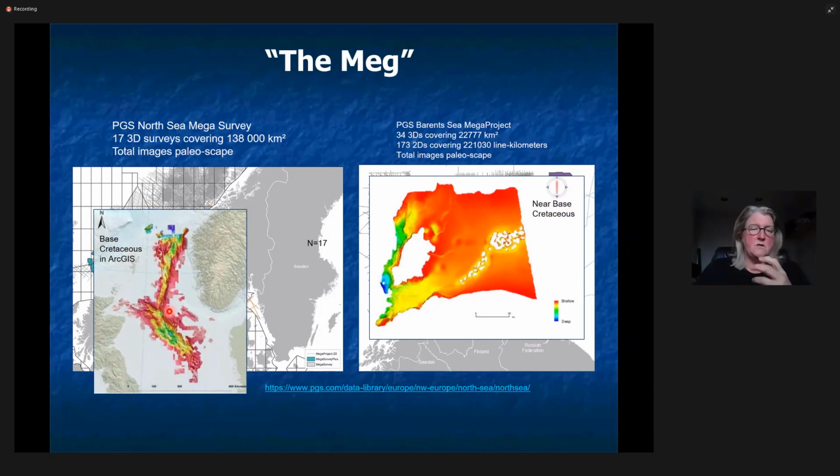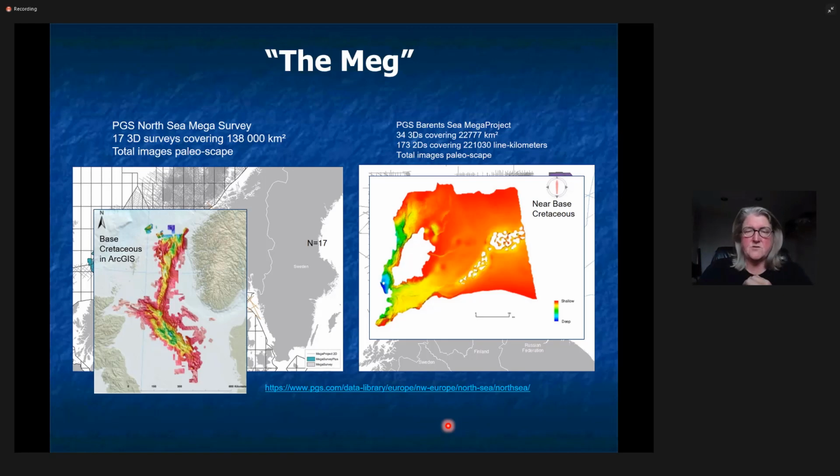before. On the left, you can see this is a base Cretaceous map in ArcGIS. Okay, and so it is a base Cretaceous map of the entire southern part of the North Sea, and it informs us about the geomorphology and evolution of the area like we've never been informed before.